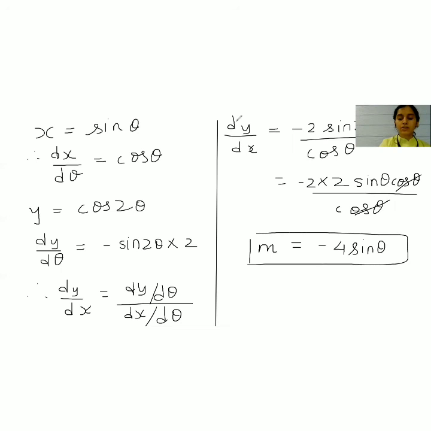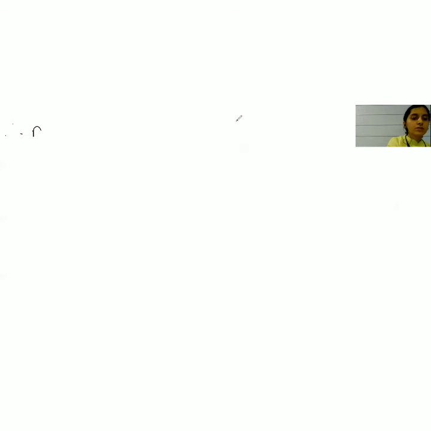dy by dx. Now m at theta equal to pi by 6 is equal to minus 4 sine pi by 6. So sine 30 is half. So minus 4 into half. Therefore, m is equal to minus 4 into half, that is minus 2. m is equal to minus 2.